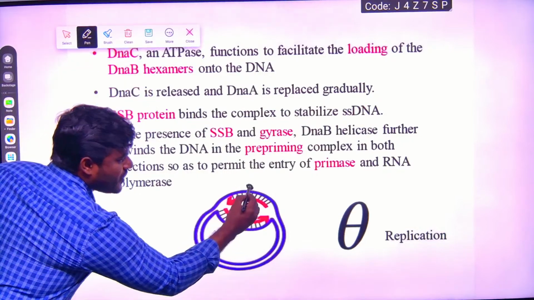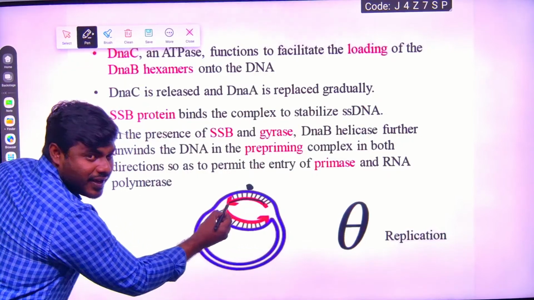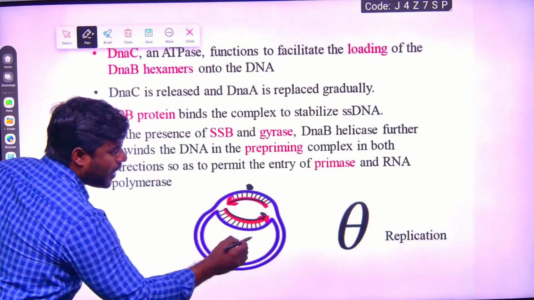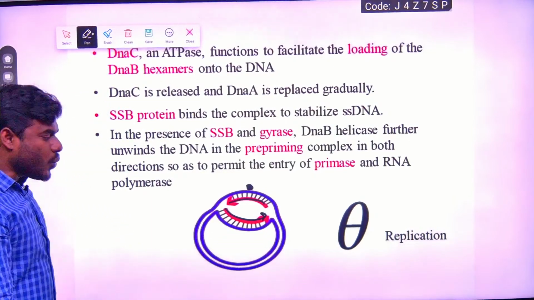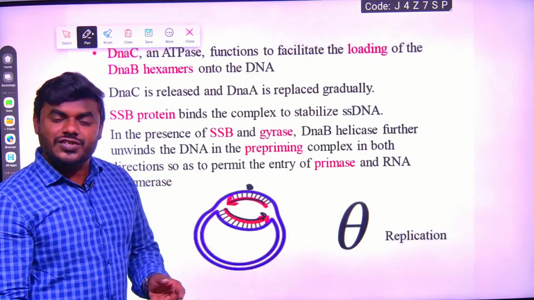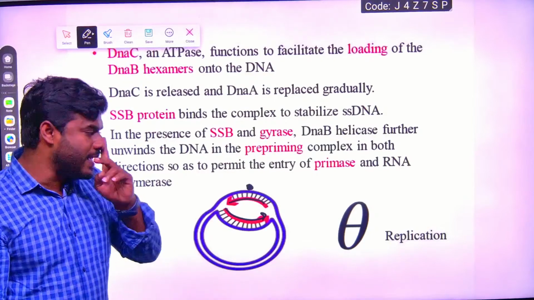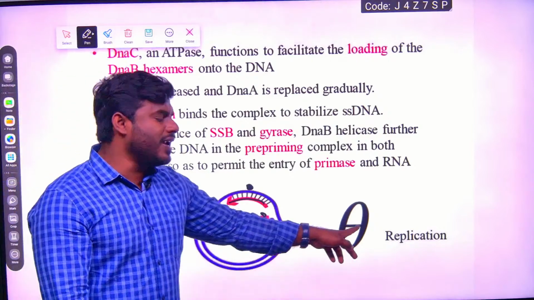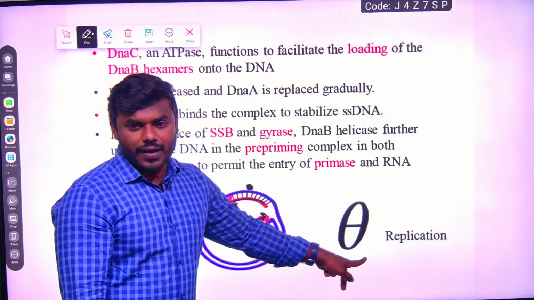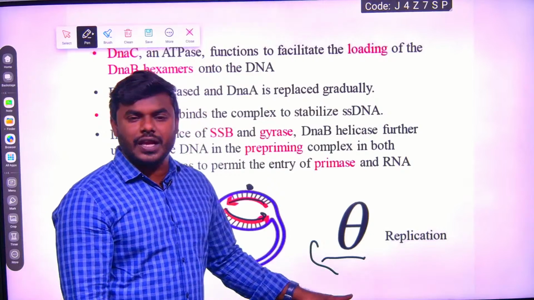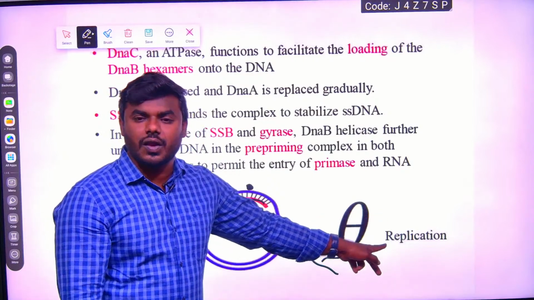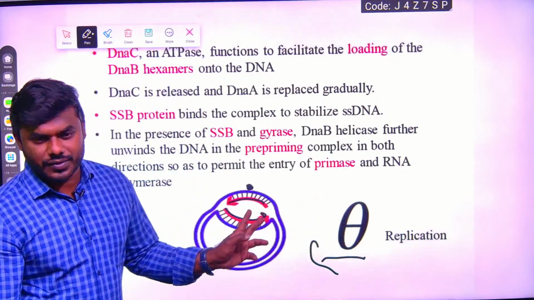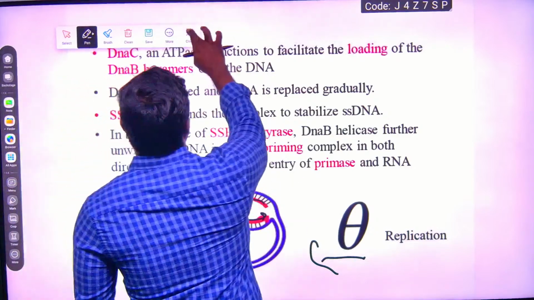If it is the origin, one fork is moving in one direction, another fork is moving in the opposite direction. Correct na? So, whenever the replication fork is moving continuously, the DNA of the E. coli looks like the Greek letter theta. That's the reason this replication is called theta replication. You are getting the point? Don't get confused over there.